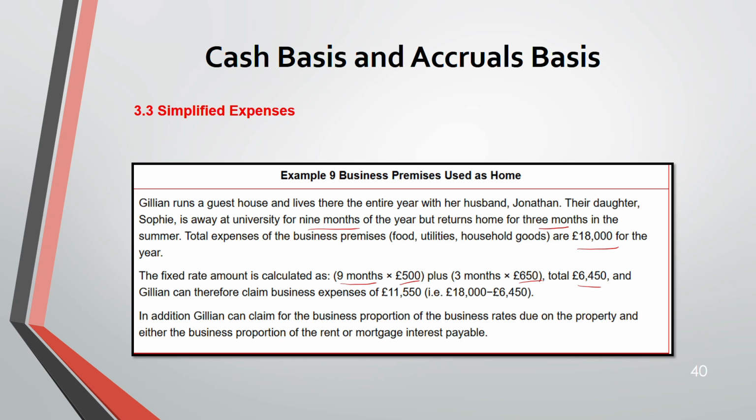Okay. And the total expense is 18,000. So out of this 18,000, you can deduct this, and this is your total expense. So therefore, Gillian can claim business expense of this much, 11,550. In addition, Gillian can claim for the business proportion of the business rates due on the property, and either the business proportion of the rent or mortgage interest payable.